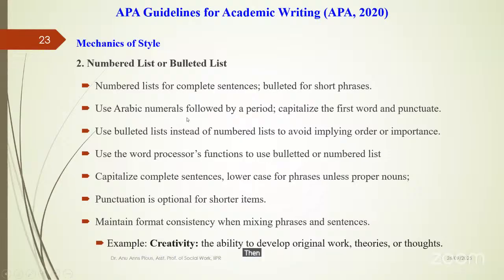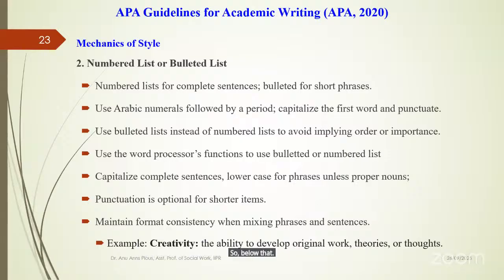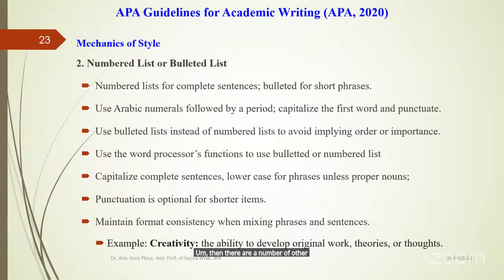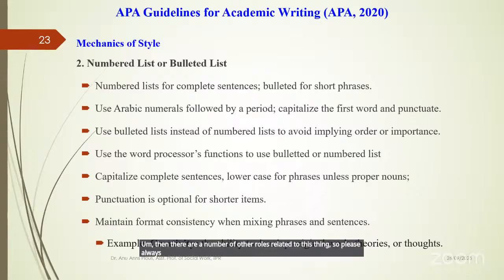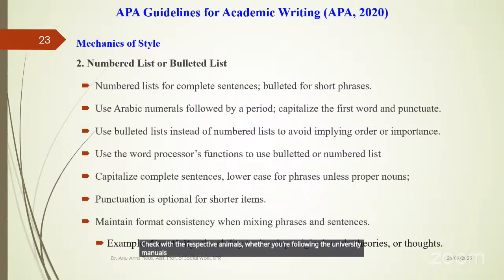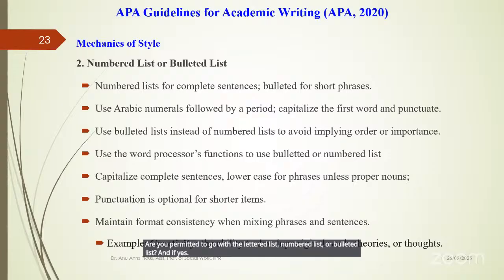If you're using the numbered list, always start with Arabic numerals followed by a period. And then if below that again subpoints are there, then you can go with the other numbering system. Then there are a number of other rules related to this. So please always check with the respective manuals, whether you are following the university manual or any particular publication manual. Find out what is the preference of that journal or authority with respect to the mechanics of style. Are you permitted to go with the lettered list, numbered list, or bulleted list? And if yes, what are the rules given by them? And then follow that.